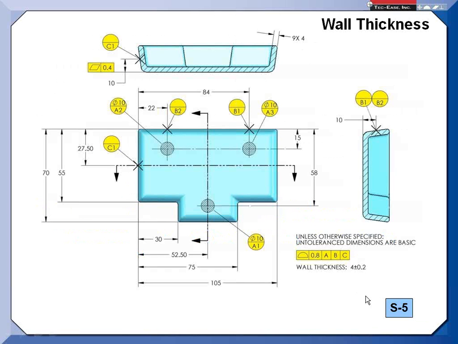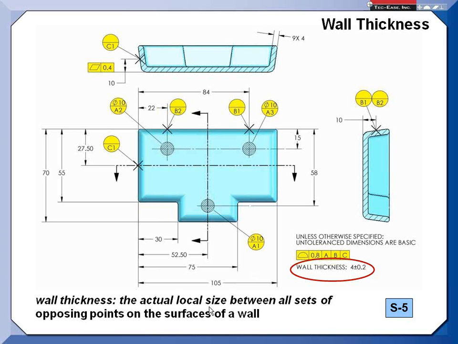Another term that we have in 14.8 is wall thickness. If we look right down here, it says that the wall thickness is 4 plus or minus 0.2. The definition for wall thickness is it's an actual local size. And if you go to Y14.5, actual local size tells you that that's a point-to-point measurement, like a micrometer measurement. And what this wall thickness is on this drawing is a refinement of the profile tolerance.